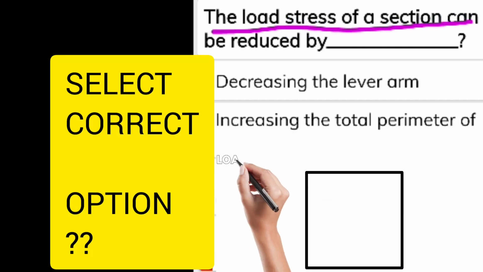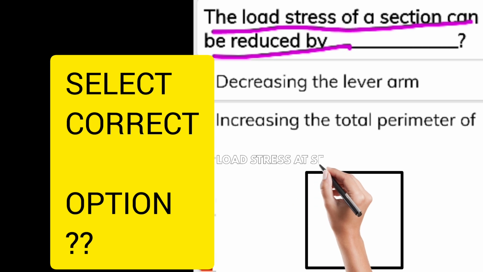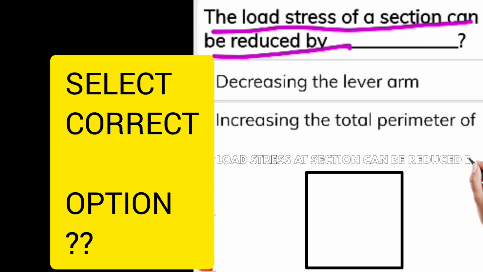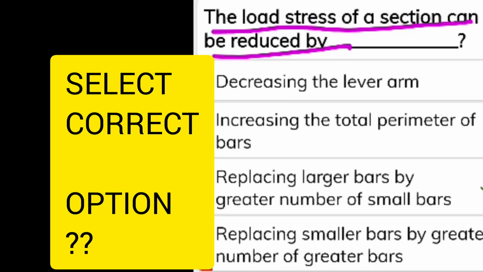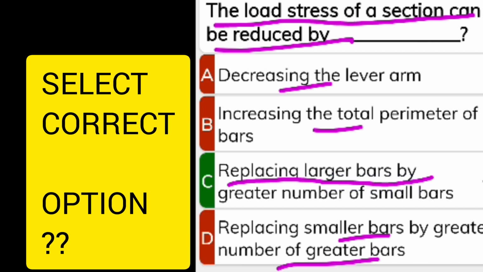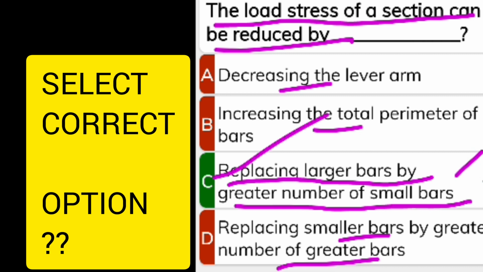The load stress of a section can be reduced by, there are four options. A. Decreasing the lever arms, B. Increasing the total perimeter of bars, C. Replacing larger bars by greater numbers of smaller bars, and option D is replacing smaller bars by greater numbers of bars. So if you want to reduce the load stress of a section, then you have to replace larger bars by greater numbers of bars. So your answer C is correct.